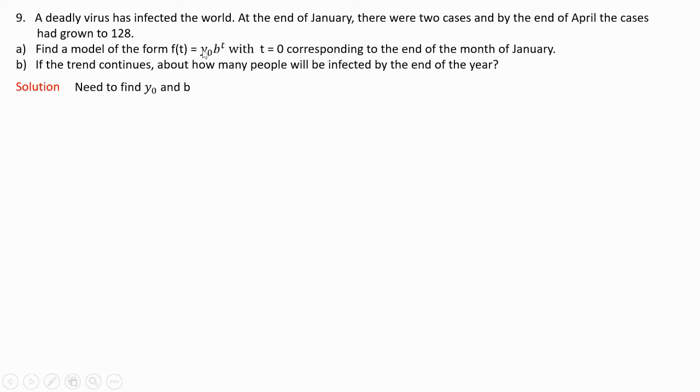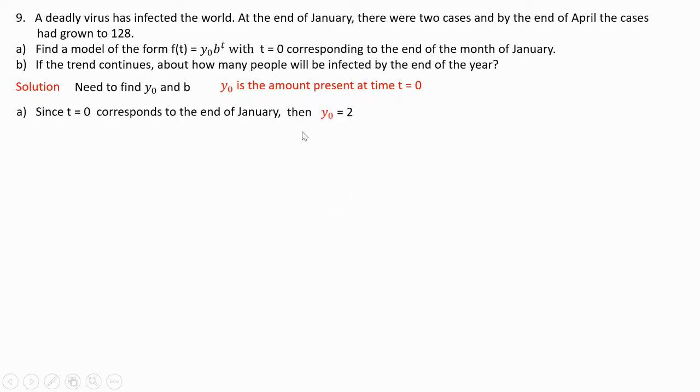Need to find y naught and b for part A. Okay, so we're going to use the info that's given. Y naught is the amount present at time equals 0. So since t equals 0 corresponds to the end of January, where it says here there were 2 cases, then y naught equals 2. Remember, when t equals 0, this will be the initial value, where I mentioned on the previous slide.